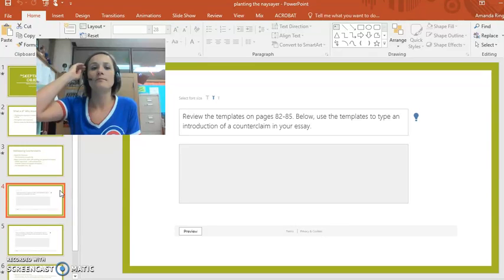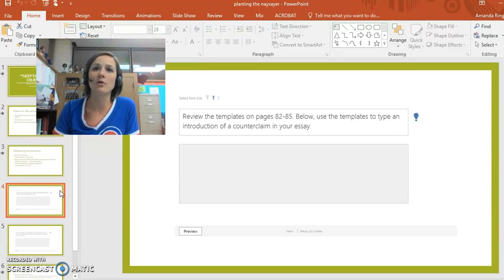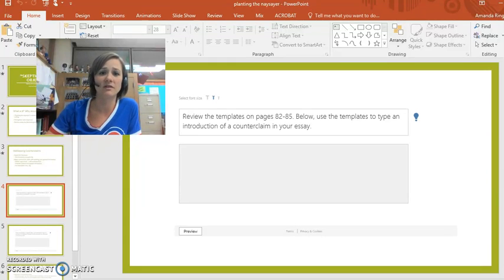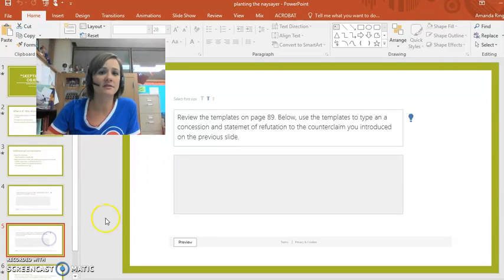So this could be just like a hypothetical practice exercise, or you can actually begin writing part of the essay that would address the counterclaim. And then the next question is going to ask you to look at the templates on page 89 and then use them to type a concession and then the statement of refutation.